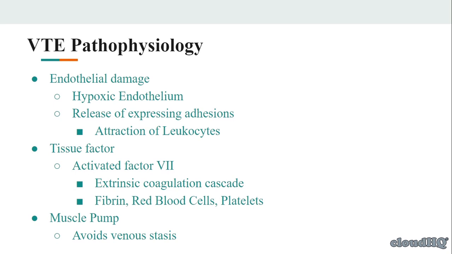This is not the only way. This is just the most common way. It can be from the intrinsic pathway that you have a clot develop. The main component of the thrombus formation is fibrin and red blood cells, which get trapped in the clot. Platelets can contribute, but to a lesser extent, and it's less common to see. It's mainly just fibrin meshed with red blood cells.